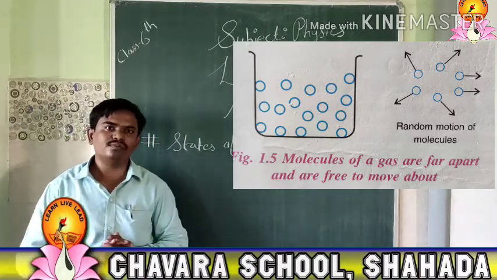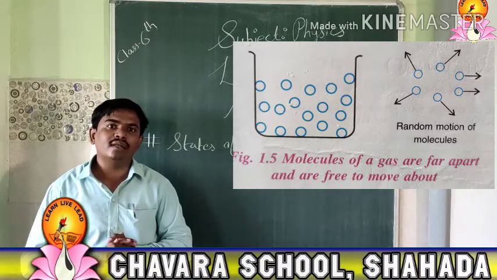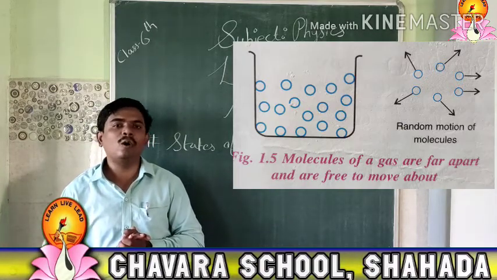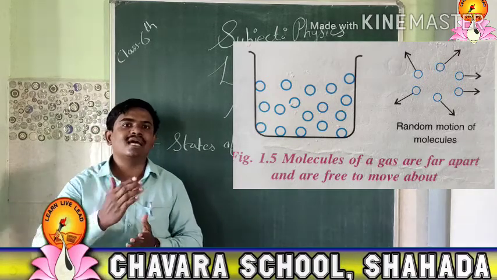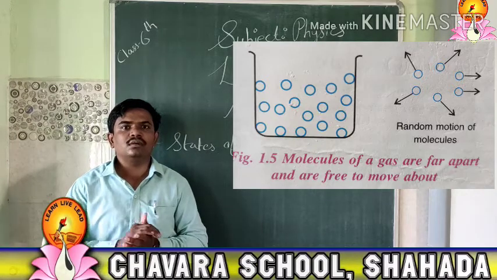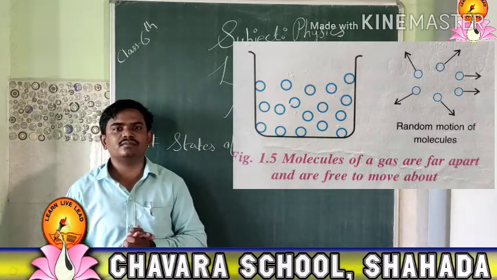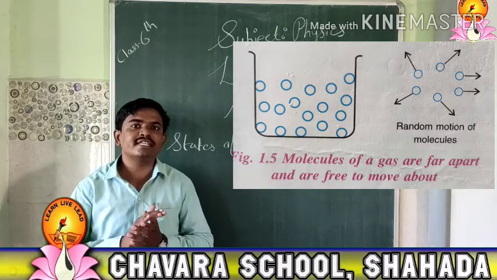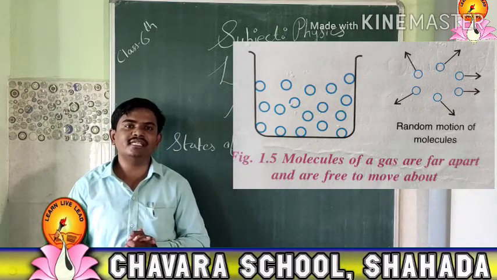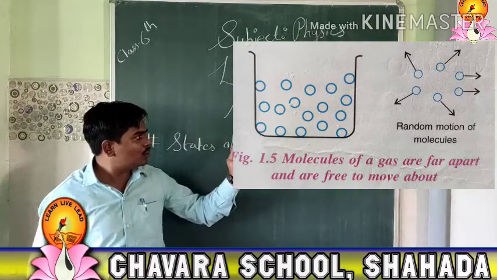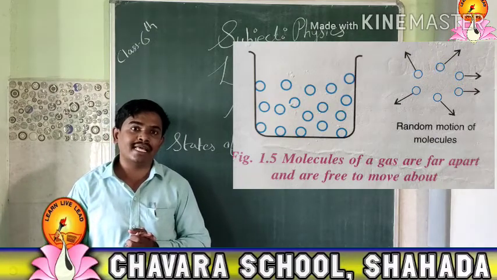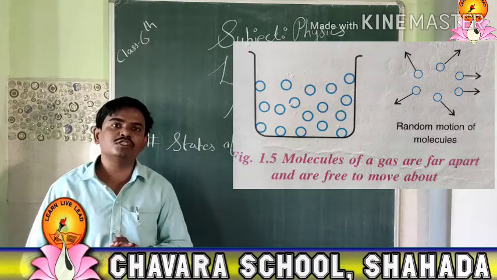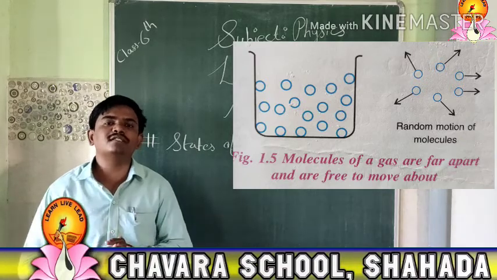Gases can easily flow. Gases are less rigid. A gas has neither a definite shape nor a definite volume. Gases are highly compressible. Gases are not rigid. They have high thermal expansion. Gases diffuse into other gases very easily. The force of attraction between the molecules of gases is negligible. Molecules of gases are free to move in random motion in a zigzag path. So these are the properties of gases.